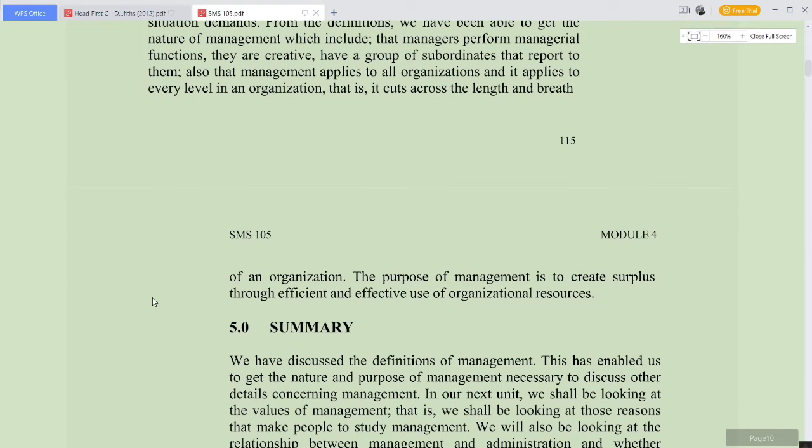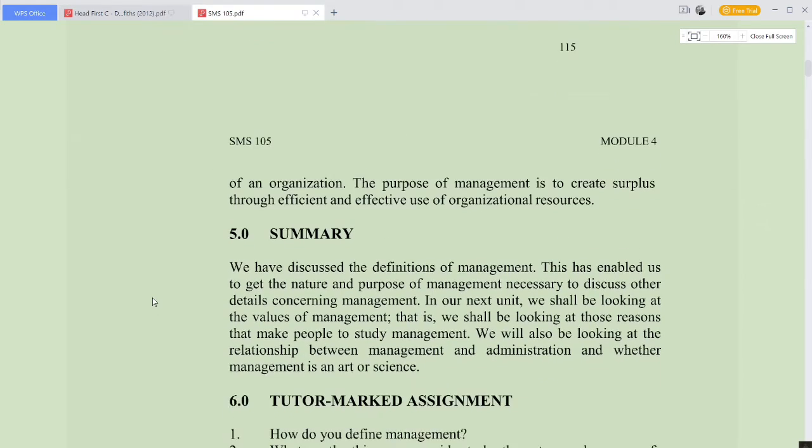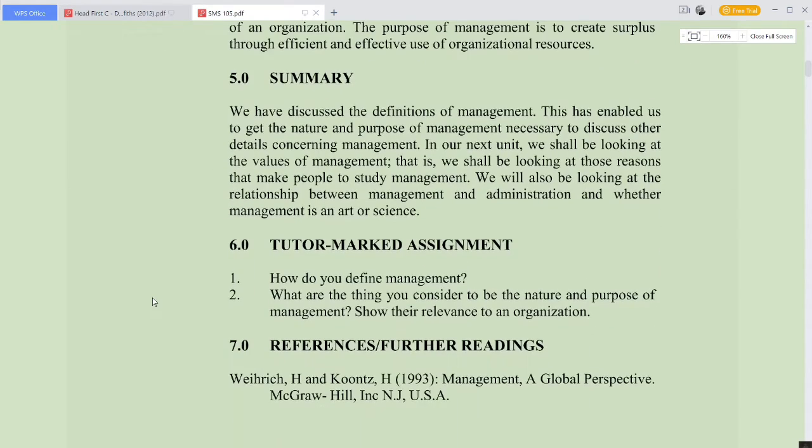What cuts across the length and breadth of an organization? Management. The purpose of management is to create surplus through efficient and effective use of organizational resources. Summary: we have discussed the definition of management. This has enabled us to get the nature and purpose of management necessary to discuss other details concerning management.